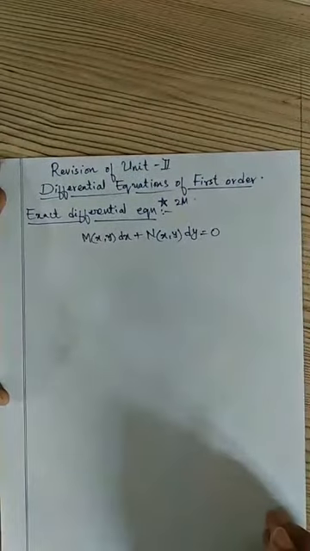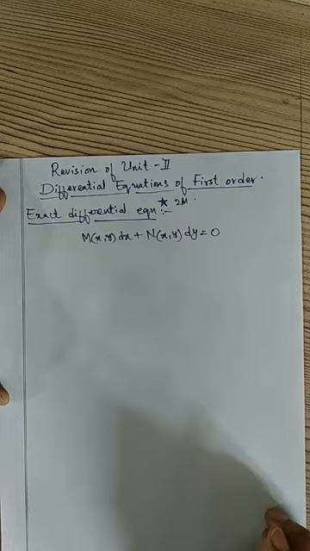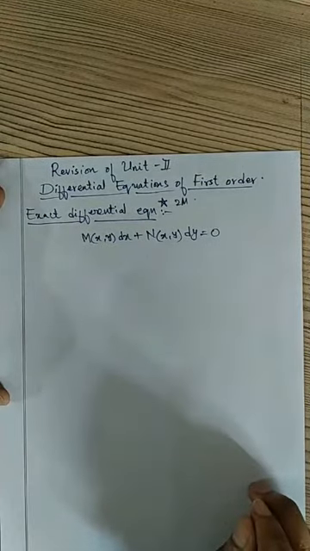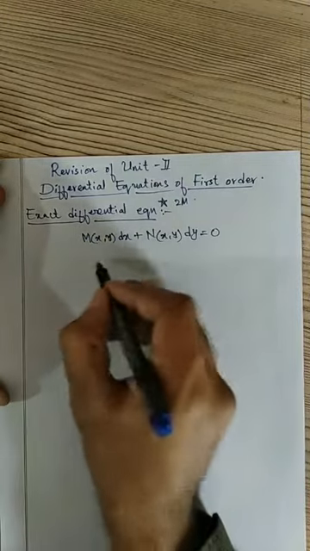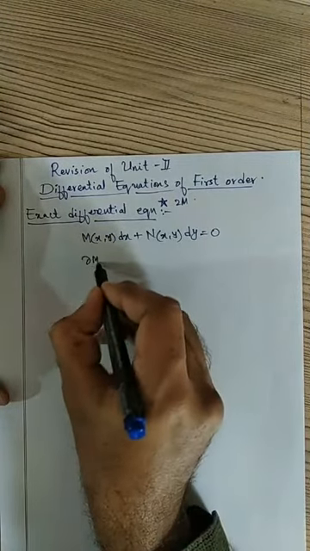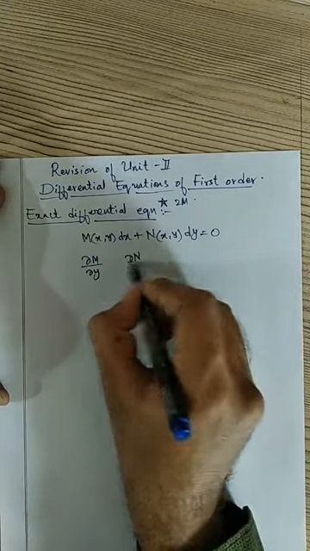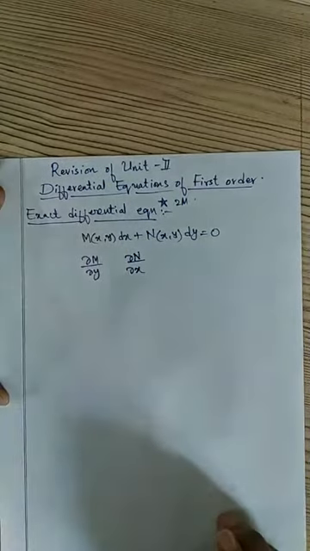If the given equation is of this form, simply we can read it as M dx + N dy = 0, where M and N are functions of x and y. If the equation is of this form, then we have to find the partial derivative of M with respect to y, and the partial derivative of N with respect to x. We have to find ∂M/∂y and ∂N/∂x.